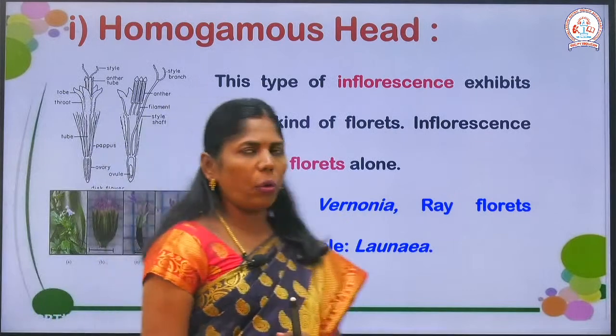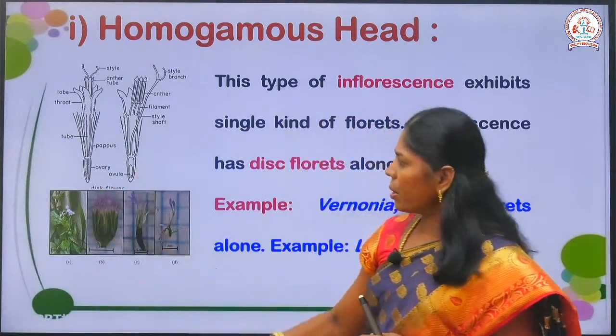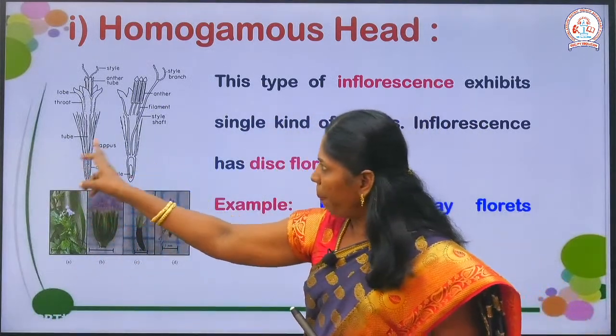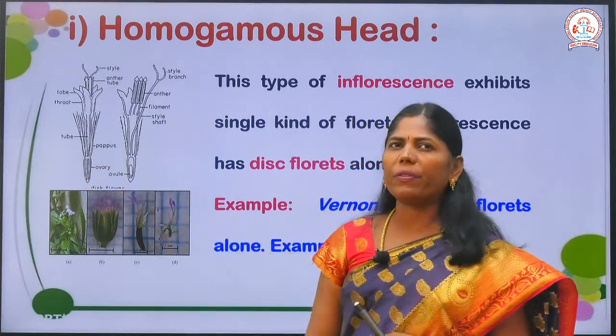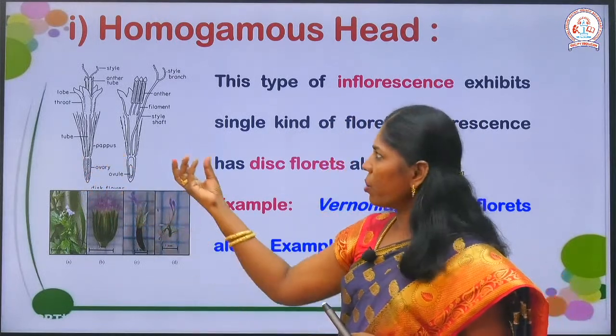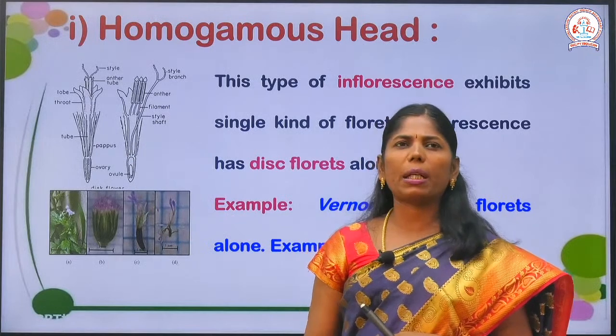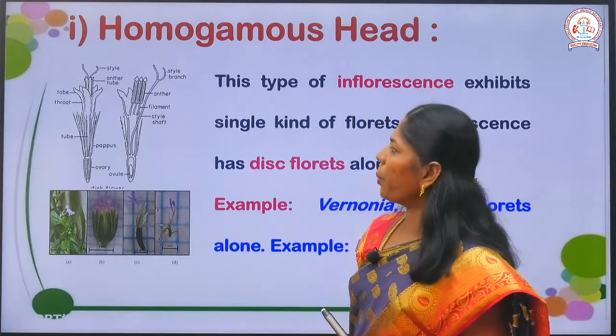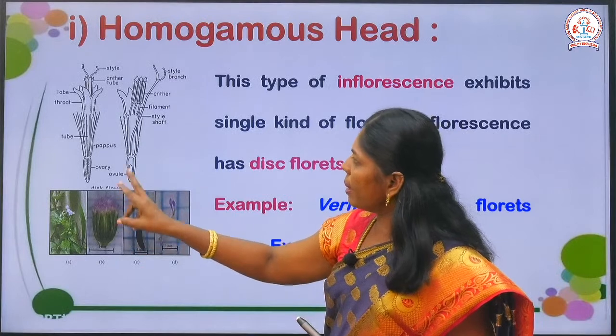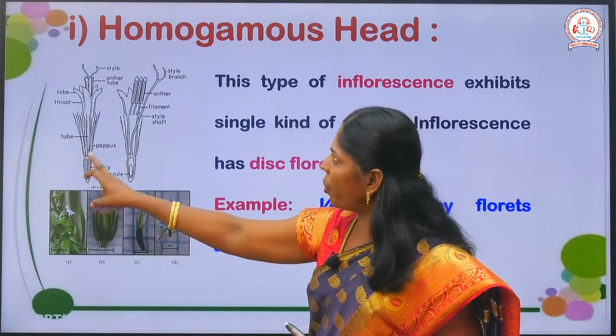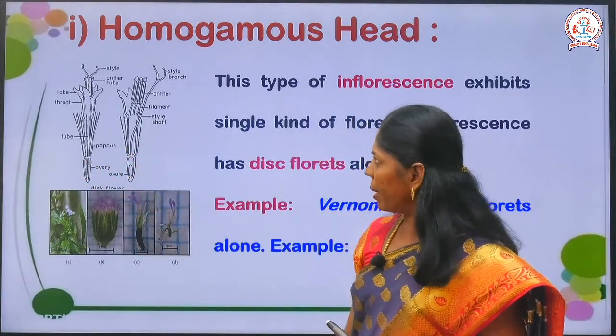So this is where the florets are separated. This is a male and female flower of the head inflorescence, that is Tridax procumbens. The first one is a disc floret, and another one is a ray floret.